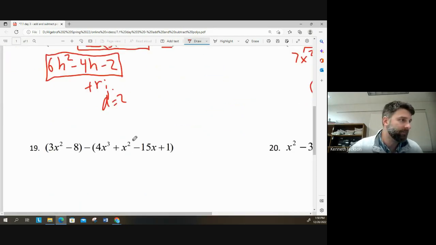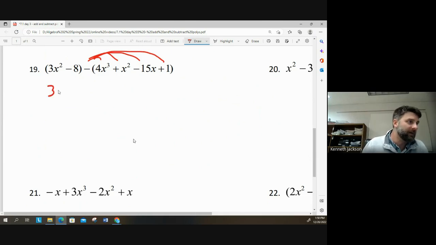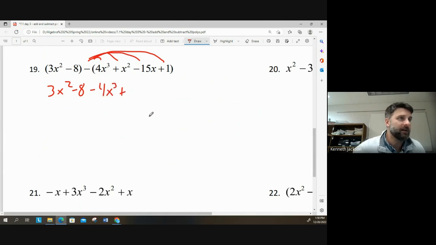Let me do a couple more. On 19, again, I have a set of parentheses. To get rid of the parentheses, I distribute. 4 things, I have to distribute 4 times. 3x squared minus 8 minus 4x to the third. Watch your signs there. That's a negative times a positive. Negative times a positive will give me minus x squared plus 15x minus 1. That's negative, changes all of the signs.